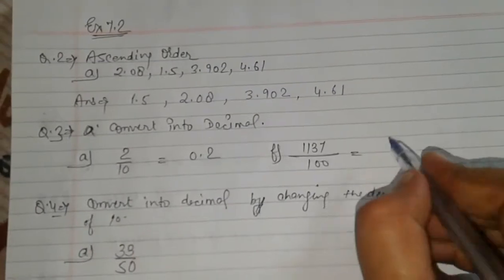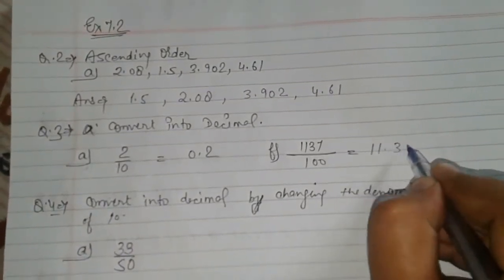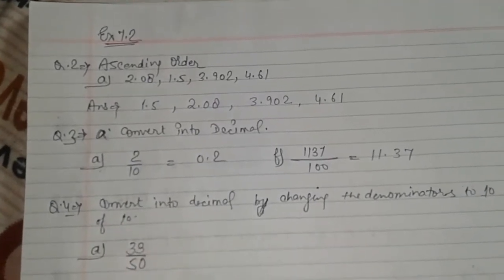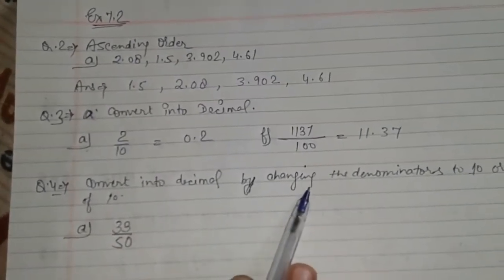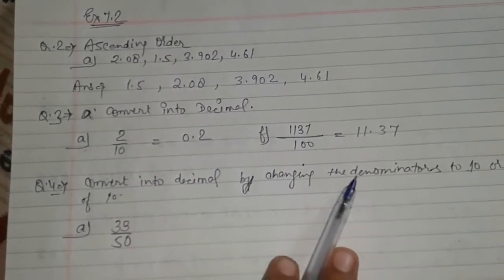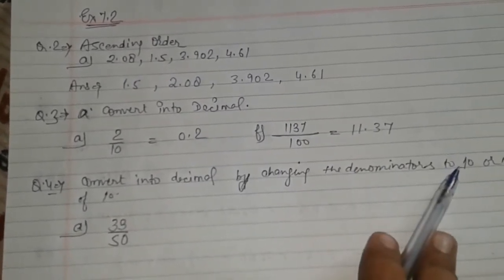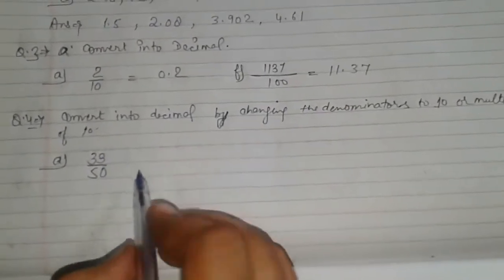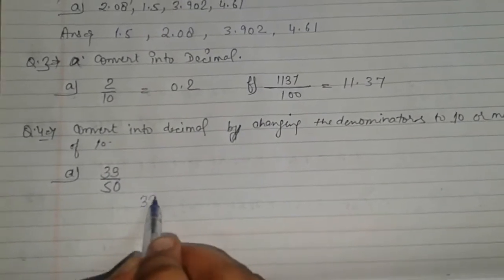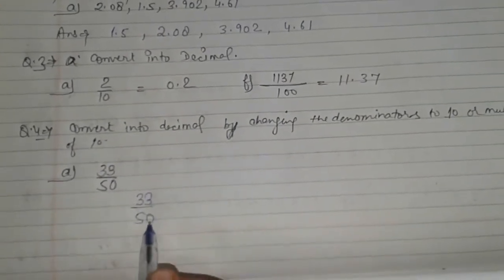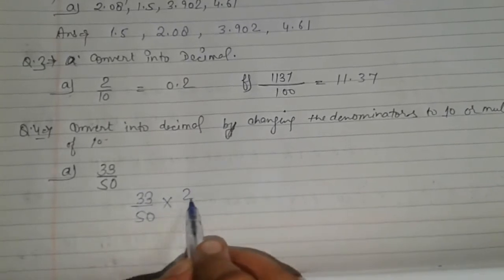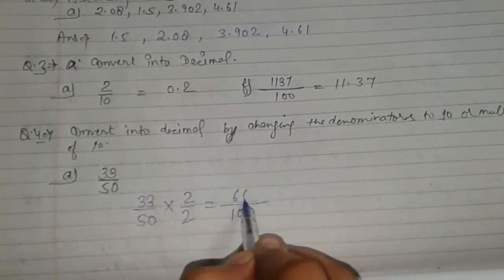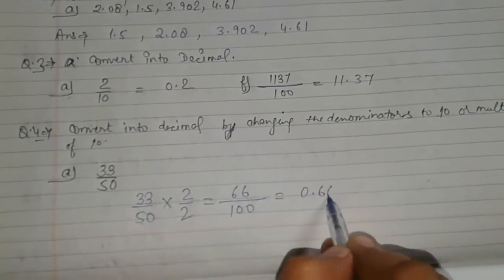Convert into decimal: 11.37. Convert into decimal by changing denominators to 10 or a multiple of 10. So a multiple of 10: 33 upon 50, it should be multiplied by 2, so it becomes 66 upon 100, which is 0.66.